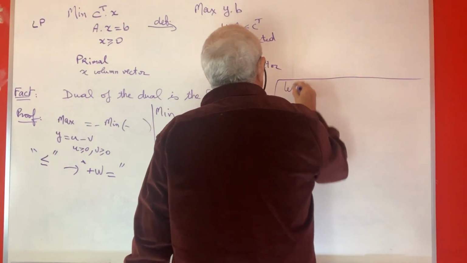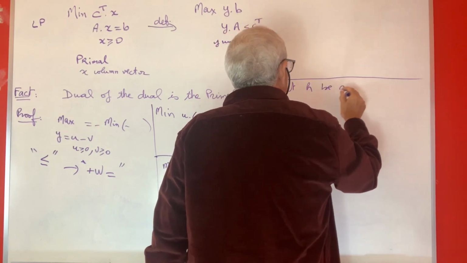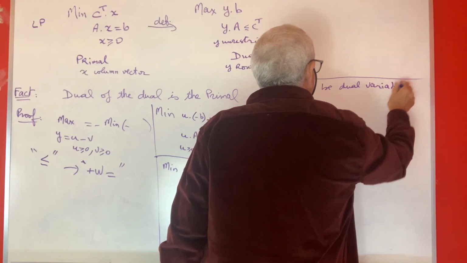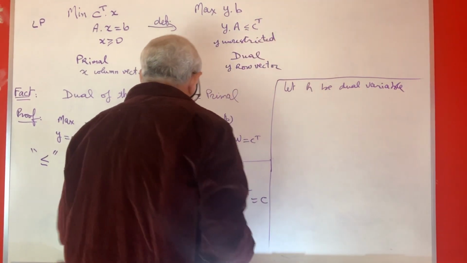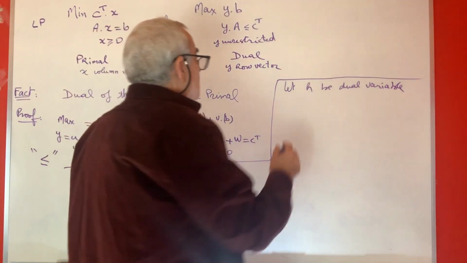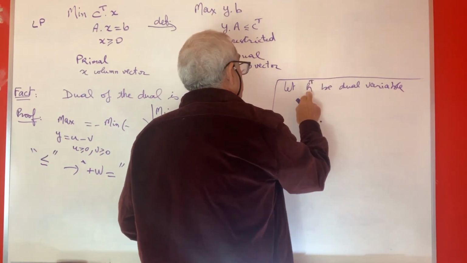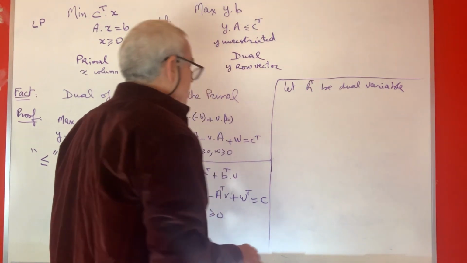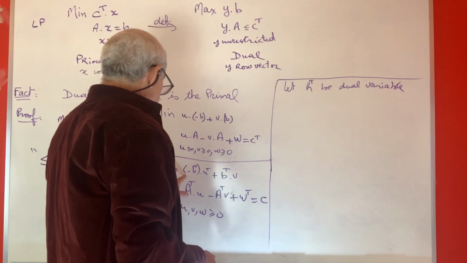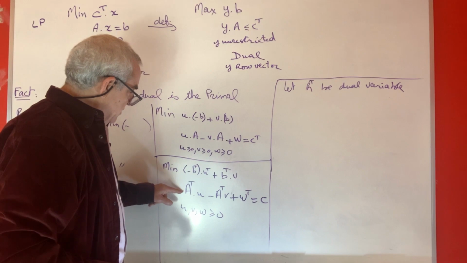So let h be the dual variable. Okay. So h is now going to multiply on this side, right? Let me call it h transpose. Okay, so h is a column vector, so h transpose is a row vector. So it multiplies, first of all, in here. So it multiplies the matrix this way.